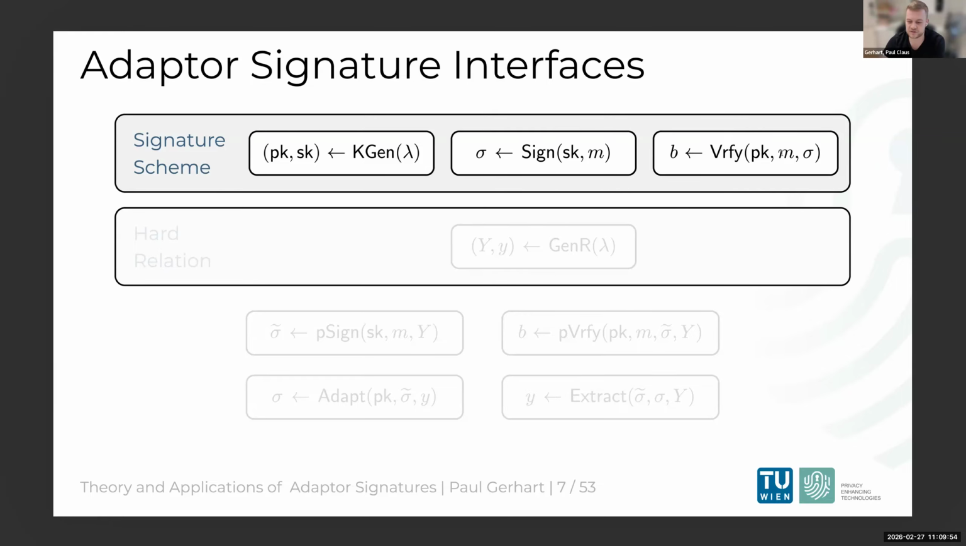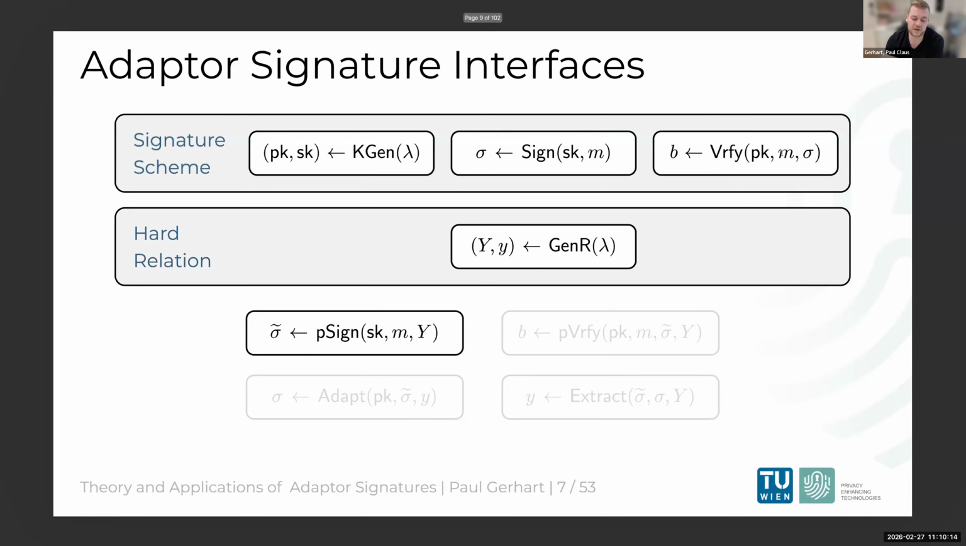In addition, because we want to exchange a payment for a witness, we need a hard relation. And a hard relation simply contains a single algorithm which generates a random instance of this relation, and it gives you a statement and witness pair. Okay, so this is pretty standard. So what do adapter signatures do? The first algorithm we get is the pre-sign algorithm. It takes as input again the signing key and message, but in addition, compared to signing, a statement, and gives you something which we call a pre-signature.